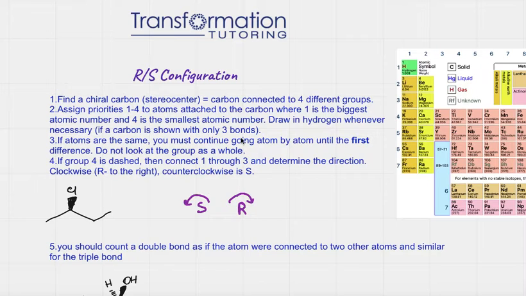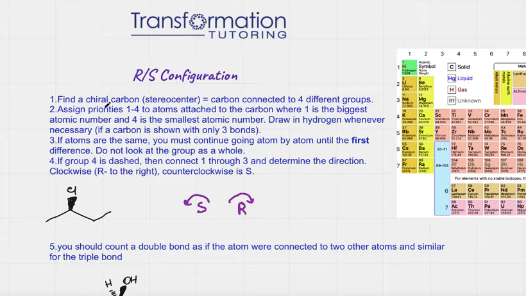So let's get started. The first thing we need to do is find a chiral carbon. It's also called a stereocenter, sometimes a stereogenic center or chiral center, so it has a lot of different names, but basically it is a carbon that is connected to four different groups. We will see how to identify these carbons, and you can also watch my other videos where I have shown how to identify the chiral carbons as well.